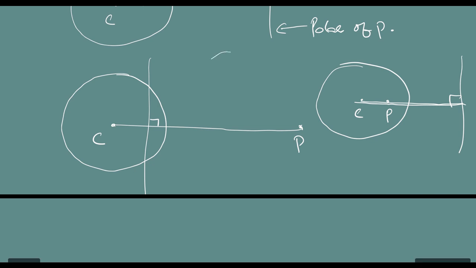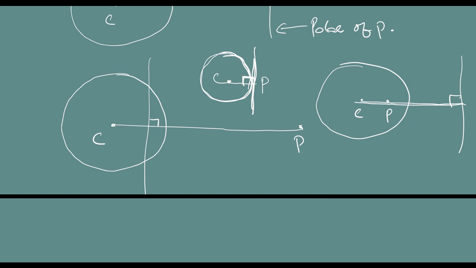Now we know that if the point lies on the circle, then it matches with the tangent, and if you join C and P, obviously it is perpendicular to the tangent, that means it is perpendicular to the polar. Therefore CP is perpendicular to the polar of P in all the cases. That is one thing.